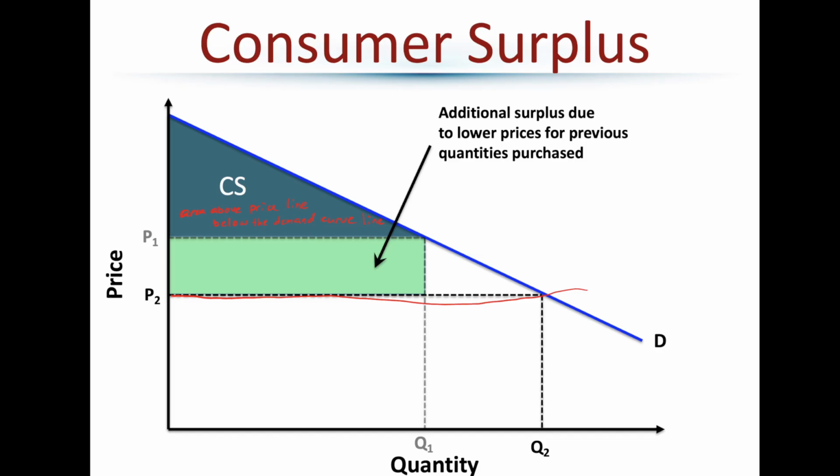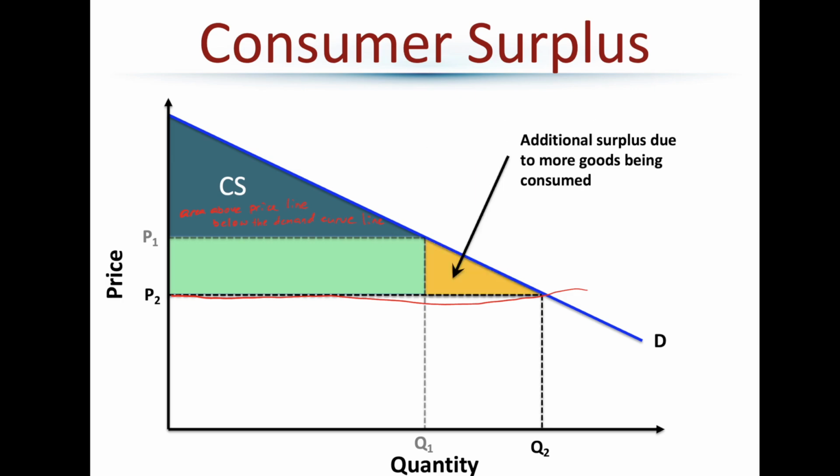The light green area represents the additional surplus due to lower prices for the previous quantities purchased. But the yellow area represents the additional surplus due to more goods being consumed, because at this lower price, the consumers want to consume more goods.